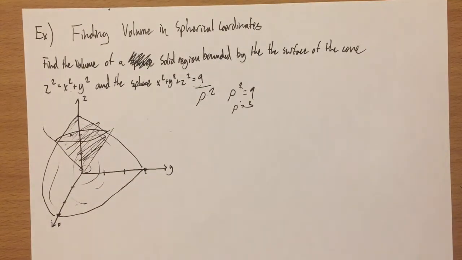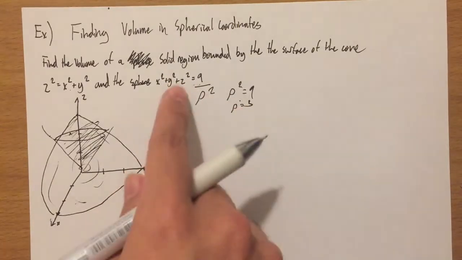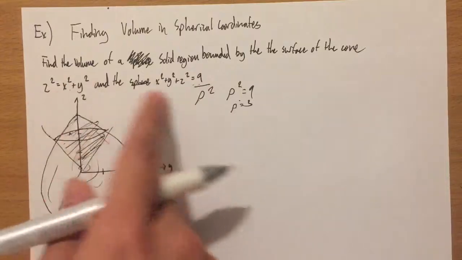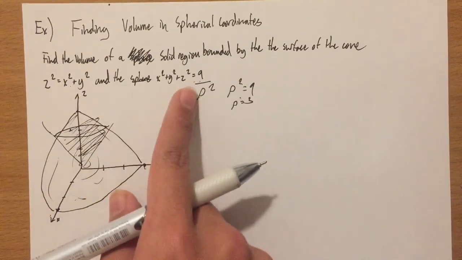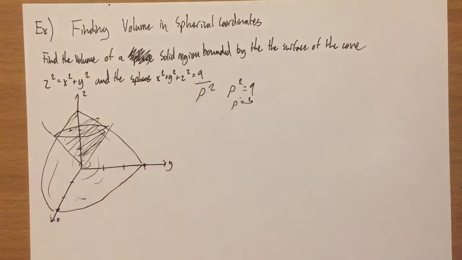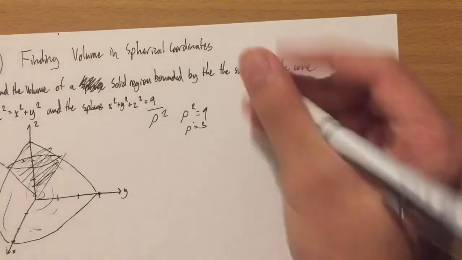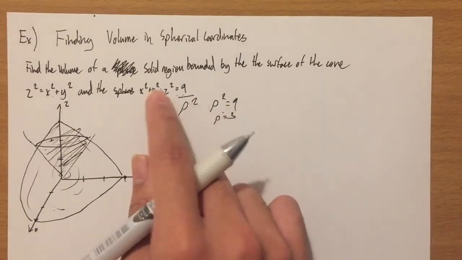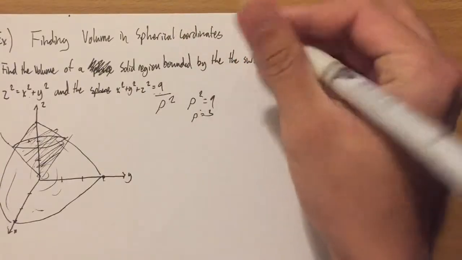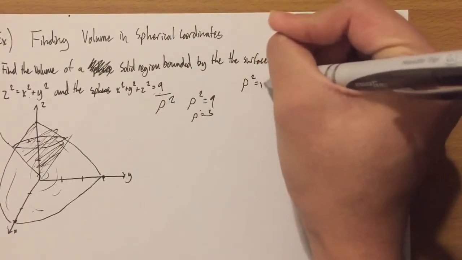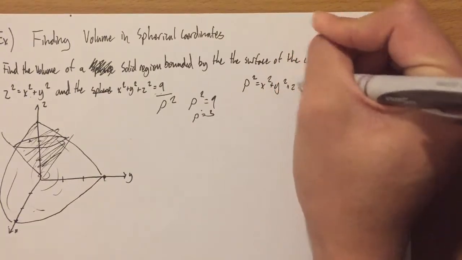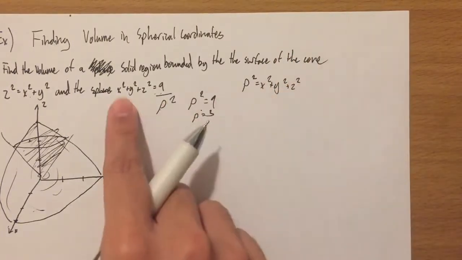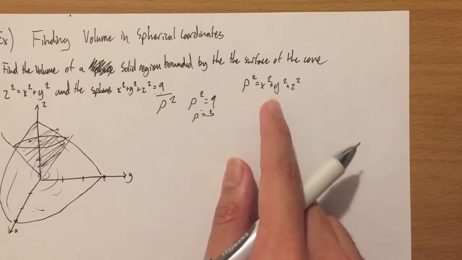So in order to tackle this question, first you would need to find how to convert these equations from rectangular to spherical. First you would use the equation that you already know: rho squared equals x squared plus y squared plus z squared. Use that, and you see how it conforms to that conversion already.